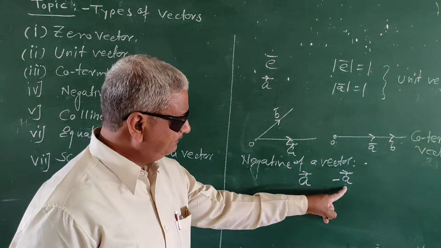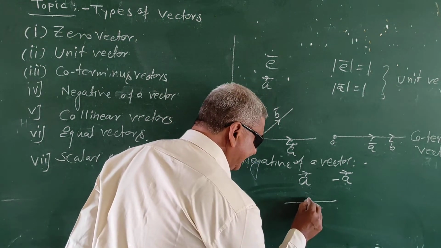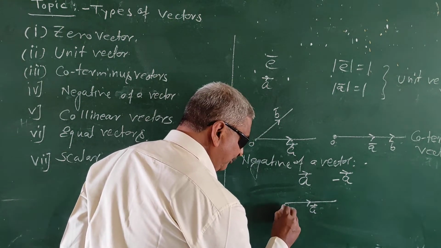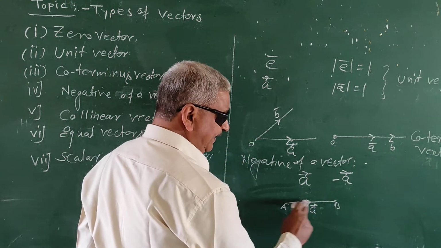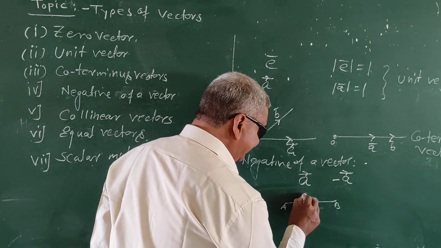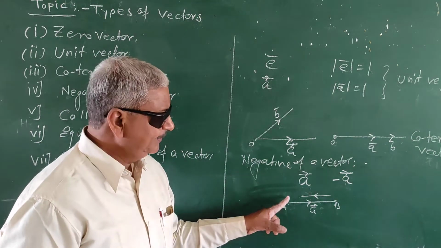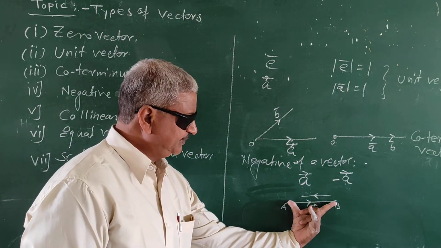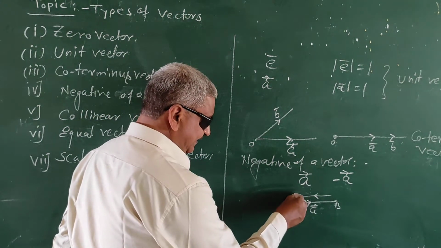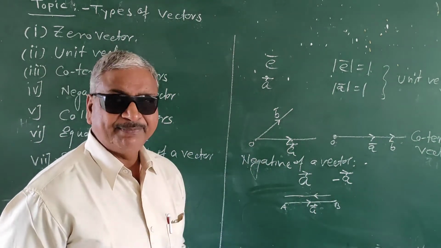So what is the difference between these two vectors? These vectors are the same. If you consider this vector as a bar, it goes from a to b, with magnitude ab. And if you take the vector b to a, in this direction, the magnitude will be the same, but its direction is reversed. Therefore we can say that a bar and minus a bar are negative vectors.